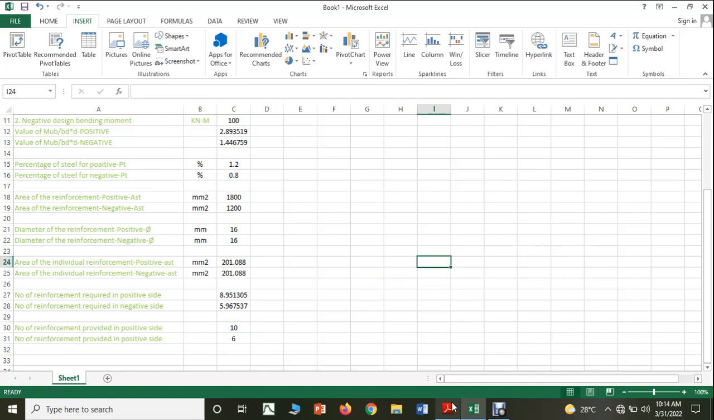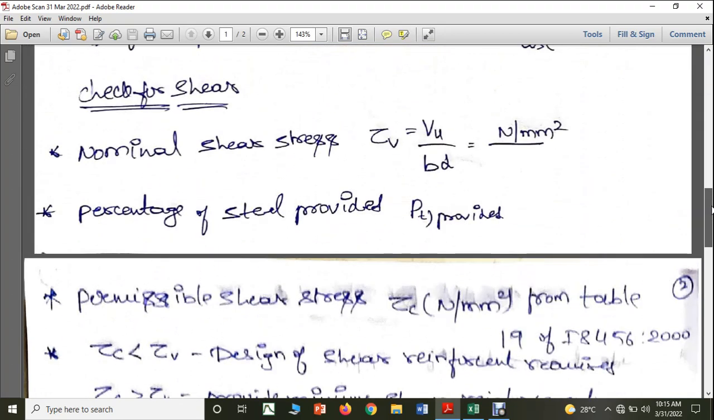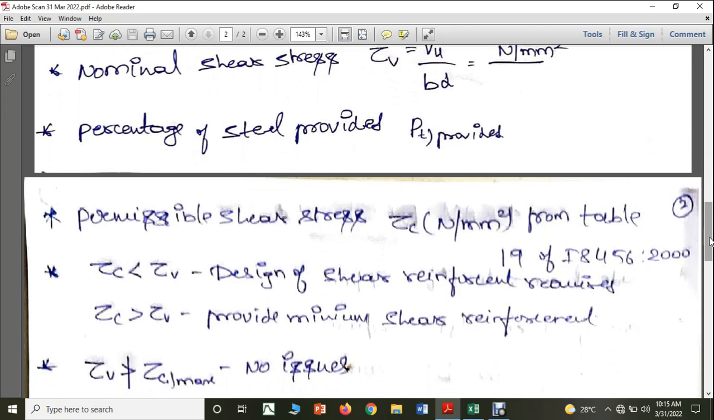Once this is got, the next thing you are supposed to do is check for the shear. You have the nominal shear stress. Let us see how we will do the check for the shear. Anyhow, we will do that in the next session. You will have the shear force, and dividing that by the area will give you the shear stress. Then you find out the percentage of steel that you are going to provide. From the percentage of steel and the grade of concrete, find out the permissible shear stress TOC value from Table 19 of IS 456-2000.